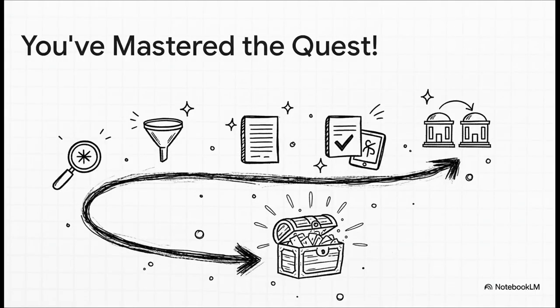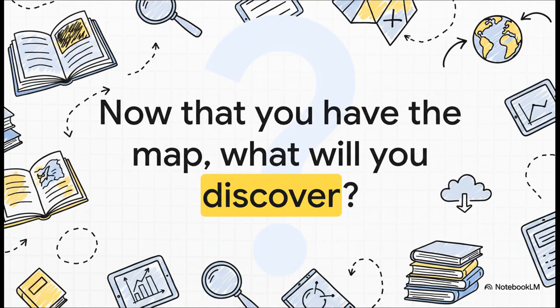And there you have it. Quest complete. You just learned how to do everything from a basic search all the way to borrowing books from other libraries across the state. You now have all the skills you need to find pretty much any resource. So, you've got the map, you've got the skills, a whole world of information. It's literally at your fingertips. The only question left is, what are you going to discover?